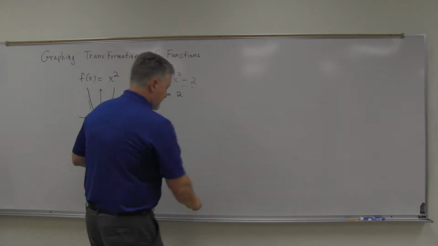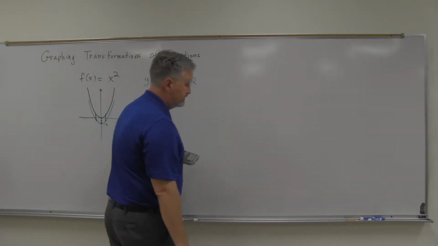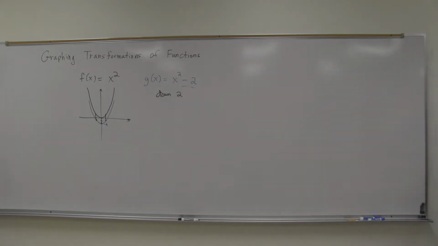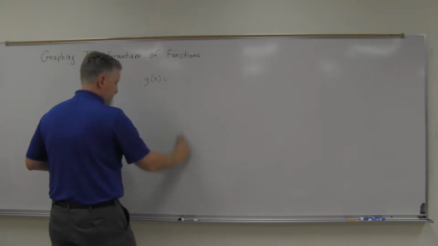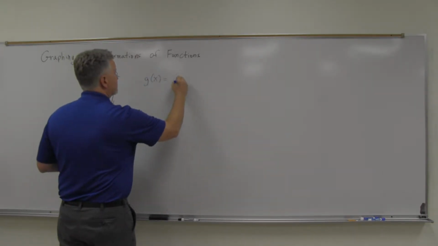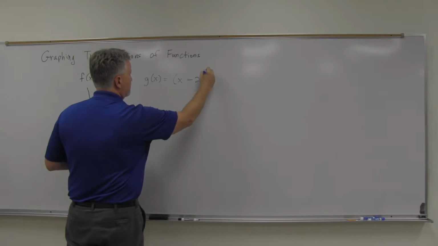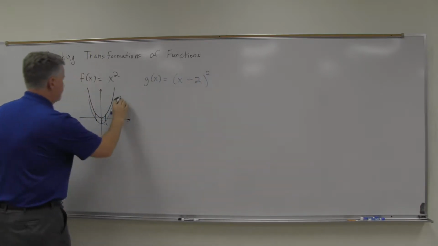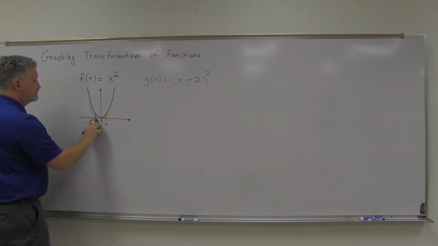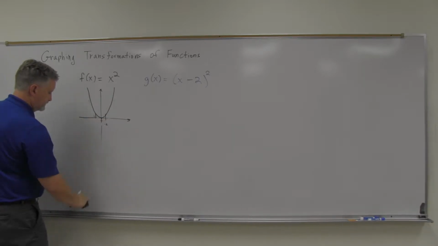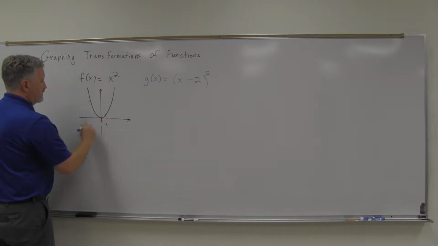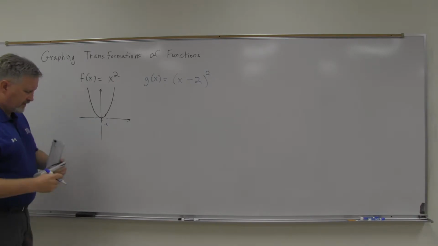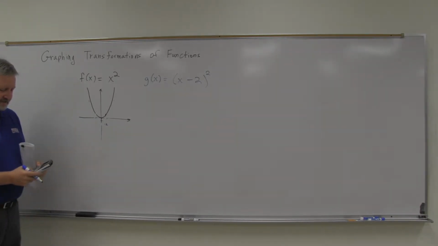All right, now, if I go to another one, let's make it g of x equals x minus 2 squared. Let's put it on the same graph here. Maybe I should have done a whole different one, but that's all right. Let's see what happens there. Punch it in.